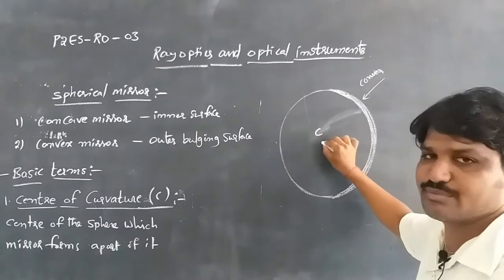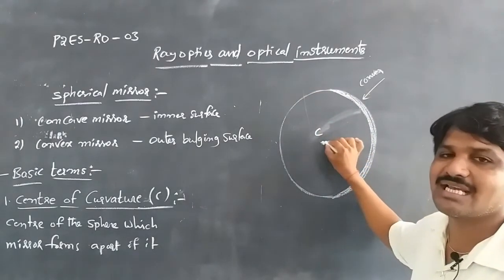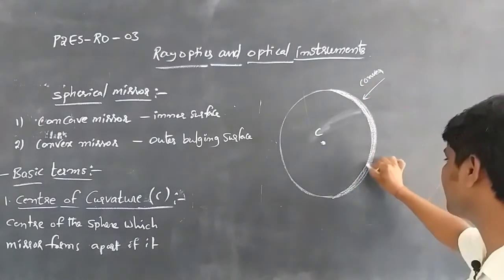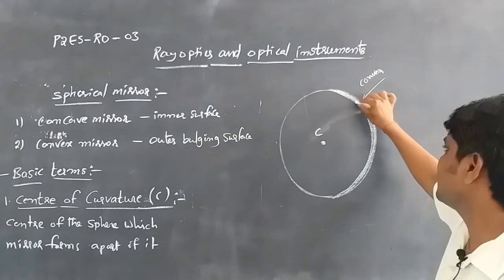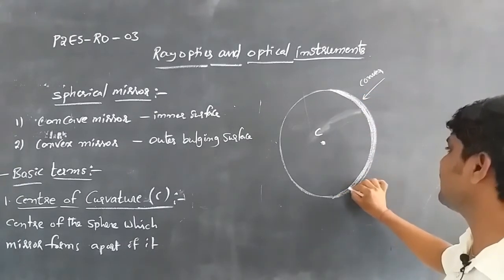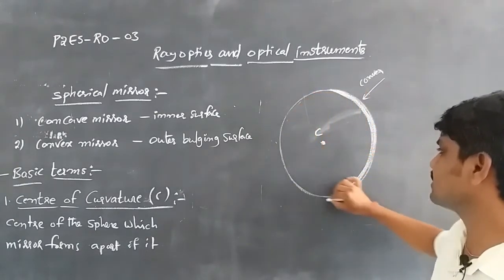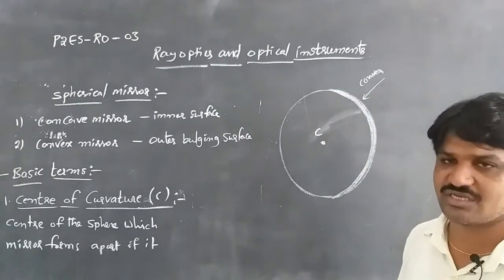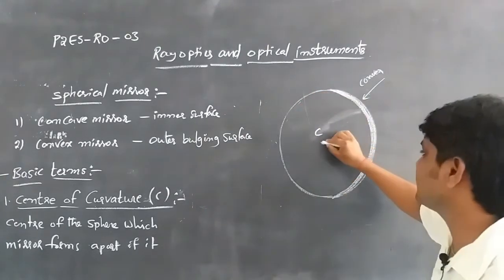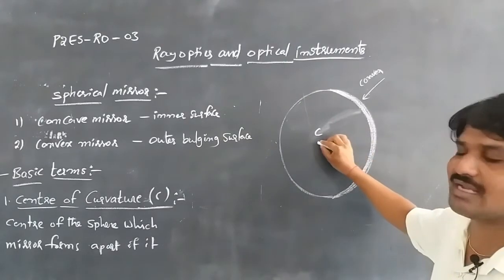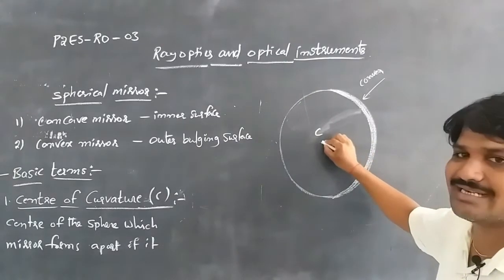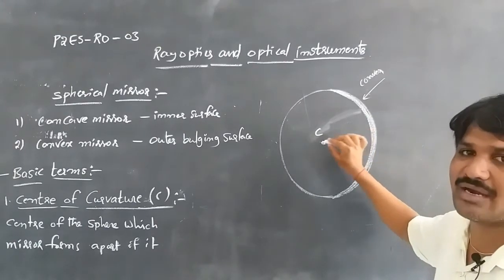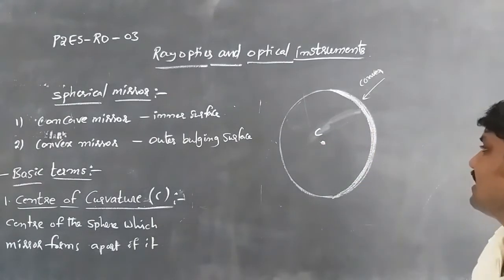The center of the sphere, of which the mirror is a small part, is called the center of curvature. This total is the sphere, this is the curvature, and this will be the center. That's why we can take this as the center of curvature. The mirror is a part of it.